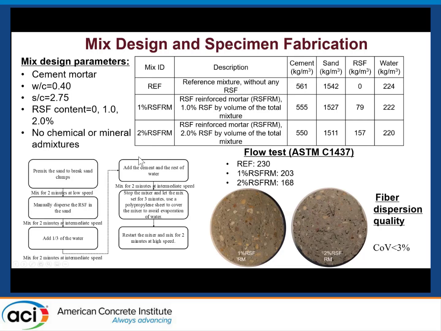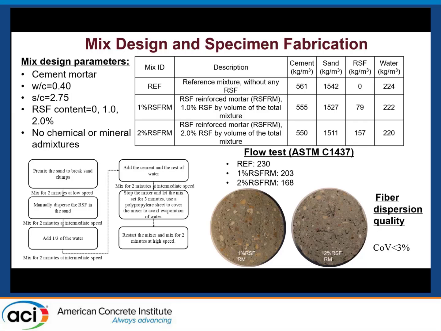And immediately after our mixing, we did a flow test according to ASTM standard C1437. And as we can see, the control sample had a 230 flow value, and by adding 1% recycled steel fiber, the mortar has a flow value of 203, and by adding 2%, the flow value reduced to 168. So we saw some reduction in workability, but still the workability was acceptable, and we did not have any problem mixing and casting our samples.